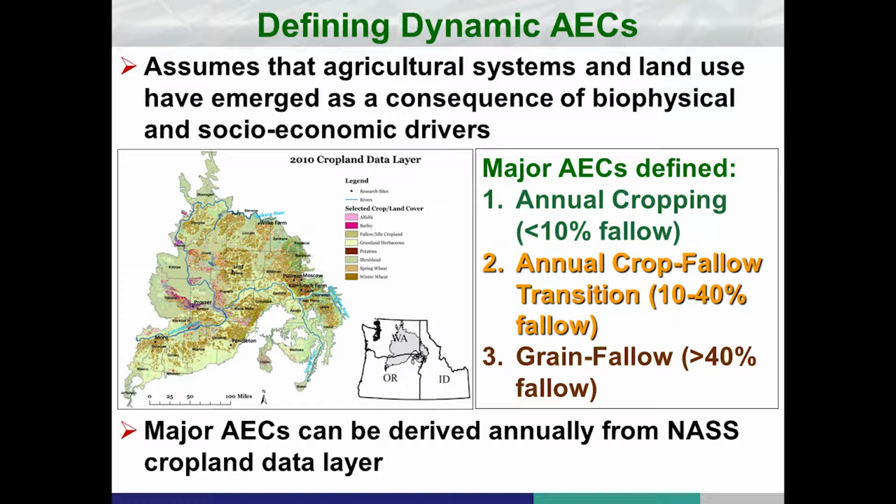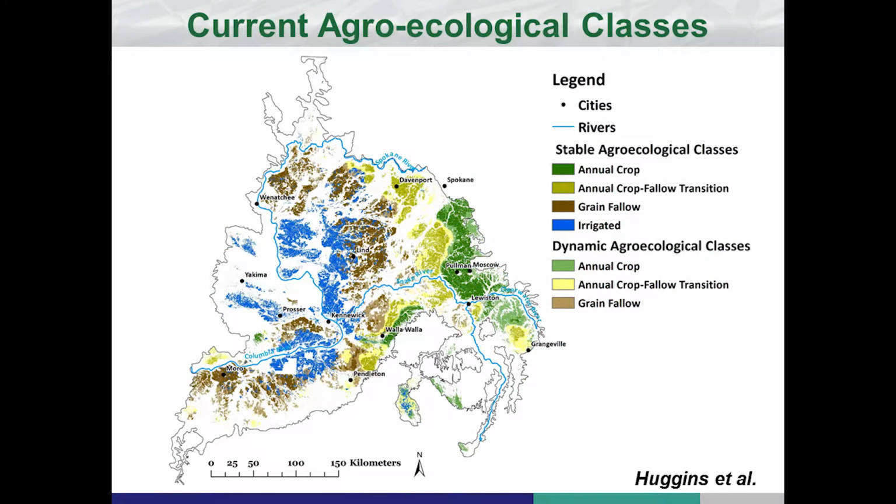Basically what we did was look at each pixel, 30 meters again. We looked at the pixels around it to see what the different kinds of crops were and the proportion of fallow, and we used that information to classify it into one of these three major AECs. So that's what the map looks like.